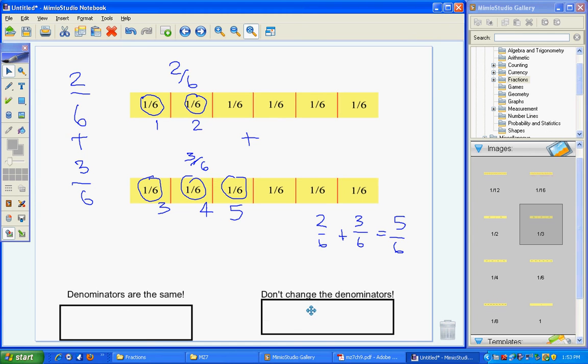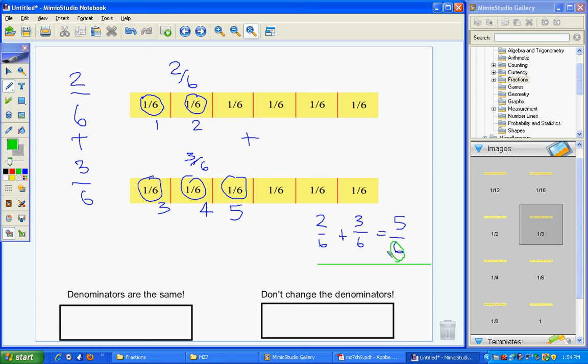But what we need to do is make sure we don't change the denominators here. So the denominator stays the same. Notice that we've got a 6th here in our denominator all the way through. So it doesn't change our denominator in this part. So the numerators we add up together, because we can count up how many 6ths we actually have. But when we write it out in our algorithmic form, we don't actually change our denominator there. The denominator has to be the same to add them, and it stays the same in our answer.